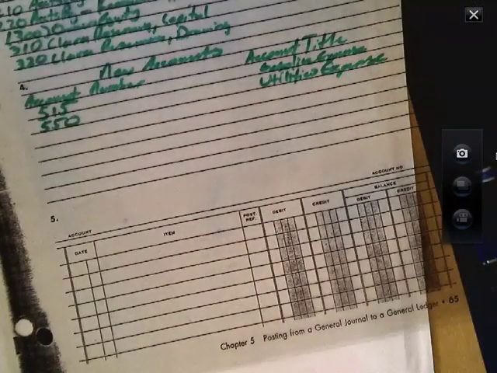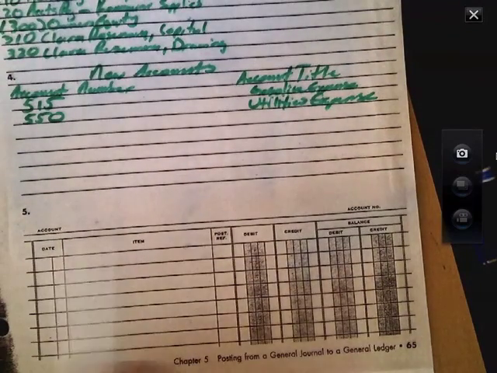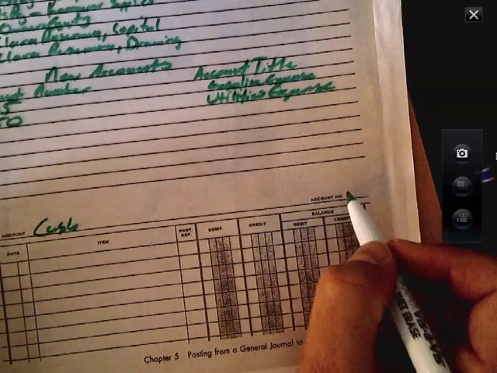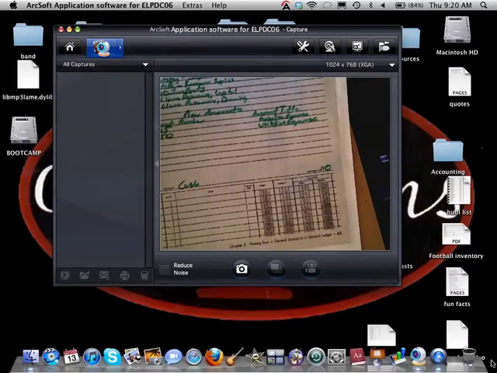Oh, good. Using the account from the working papers, we're going to open cash. Pay attention, this is tricky. This is a general ledger. We're going to open cash. So we have cash. What's the account number for cash? 110. Cash is now open. That is it. We're done.